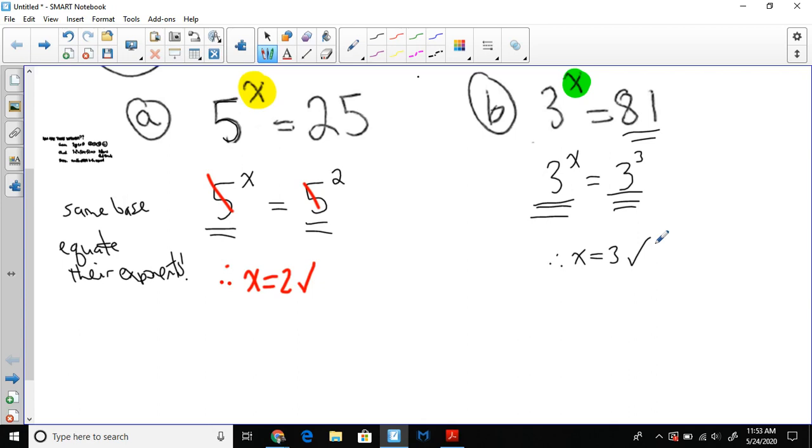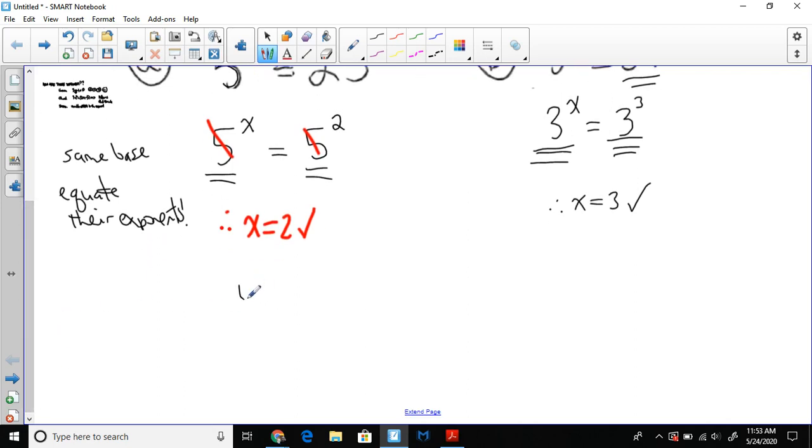All right. So that is the fundamental idea in how we are going to solve our exponential equations. We are going to first make the bases the same, and then we will equate their exponents.